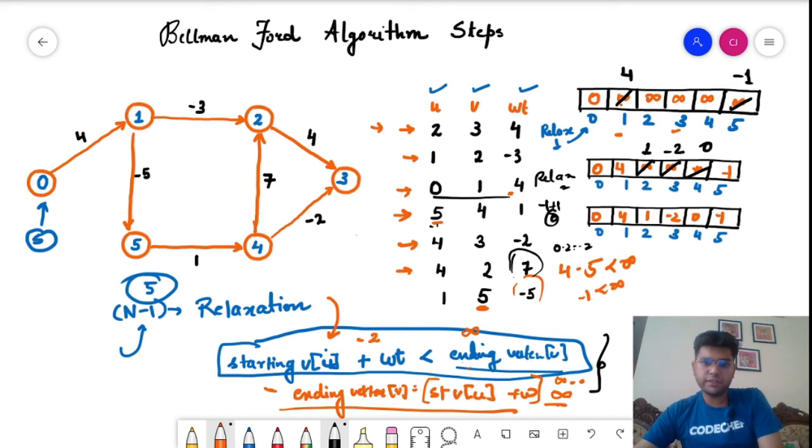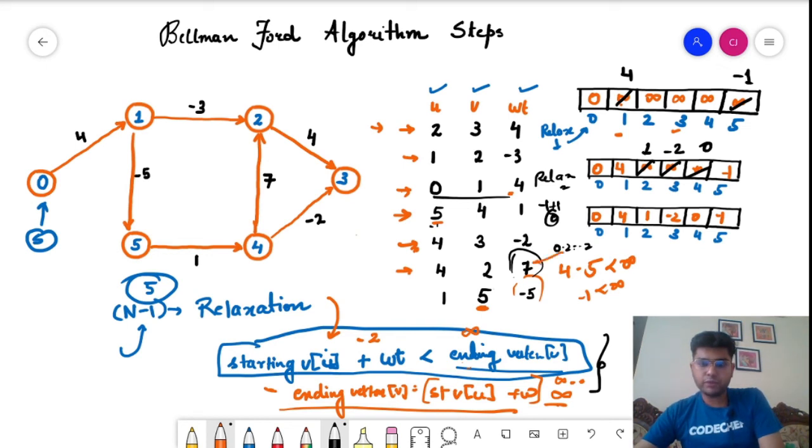So the weight at 4 is already 0, right? And the corresponding edge weight is minus 2. So 0 minus 2 is minus 2. So the weight at 3 is already minus 2, that is also settled. Then 4 and 2: the weight at 4 is 0, and the corresponding edge weight is 7. So 0 plus 7 is 7.